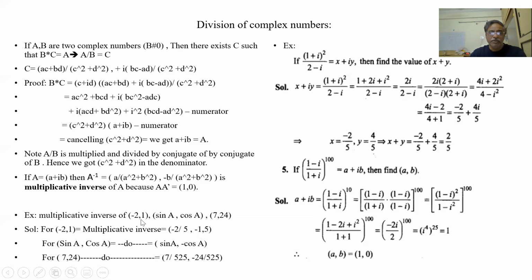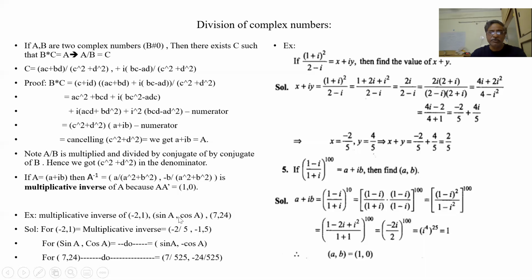Multiplicative inverse of -2 + i, sin A + i cos A, and 7 + 24i. These three we have to find the multiplicative inverse. What is a² + b² here? 2² is 4, plus 1, 5. So a/(a² + b²), so -2/5, minus b/(a² + b²), plus -1/5. So this is the multiplicative inverse of this.